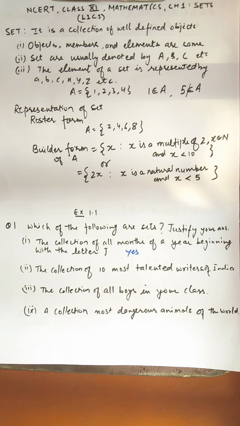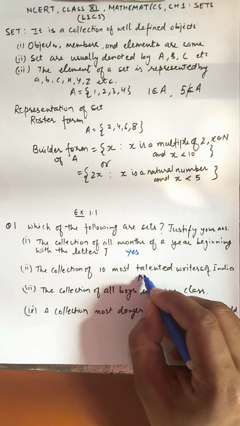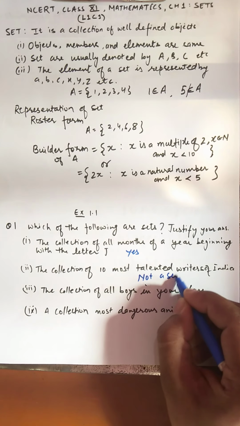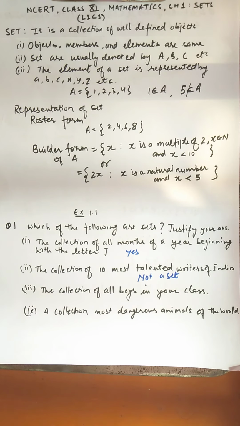It is not going to be unique, and we must always remember that a set should be defined uniquely. Uniquely means it is not possible that student A says these are the 10 most talented writers of India, and student B says these are the 10 most talented writers of India, and there is no common element in both lists. So we'll say this is not a set. Not a set.